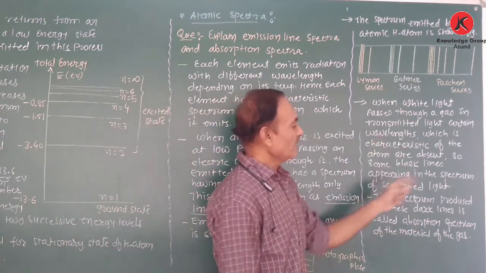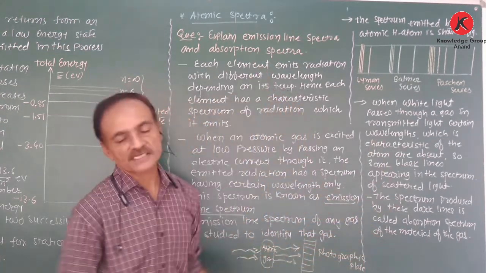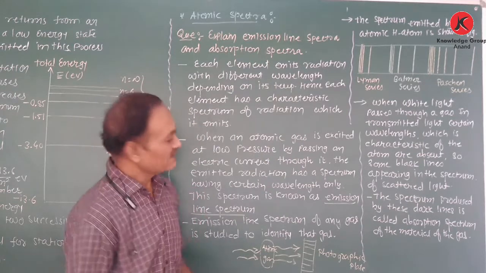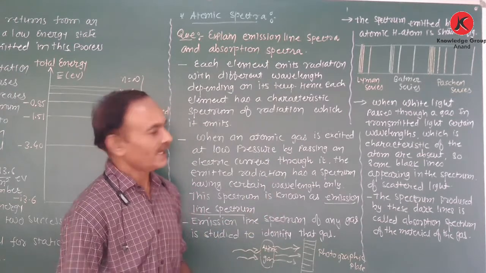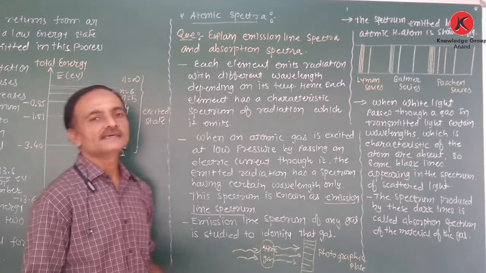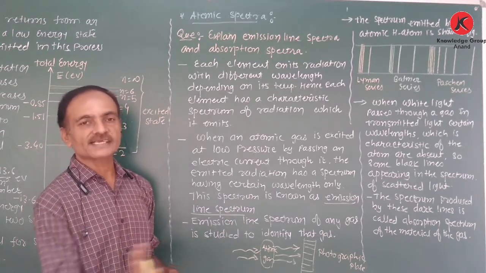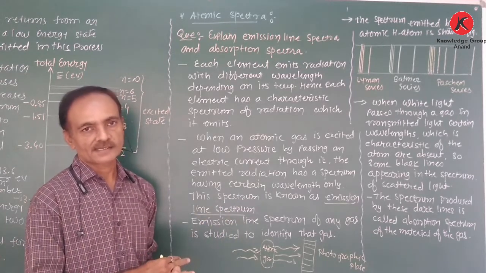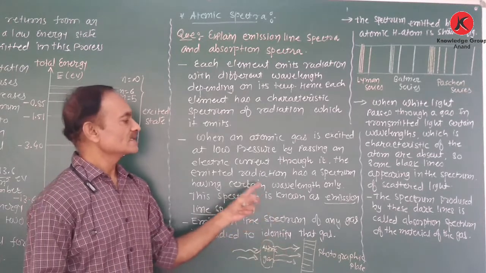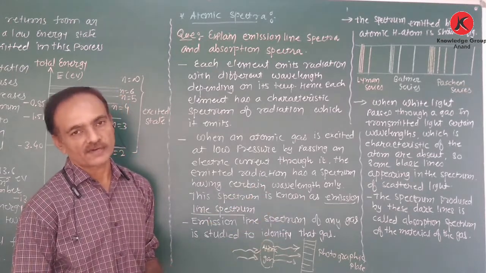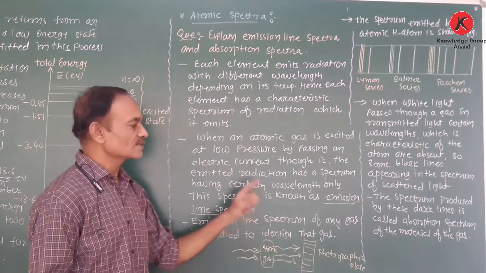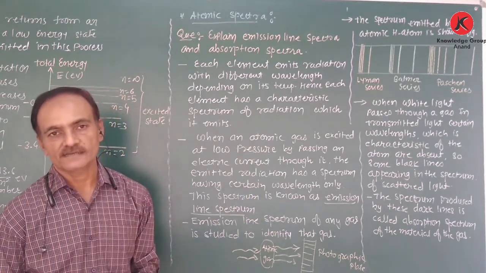Now, what is the absorption spectra? Emission spectra is this: in an atomic gas at lower pressure, as the electric discharge is passed, in the spectrum only certain wavelengths are obtained. This spectrum is known as the emission line spectrum.